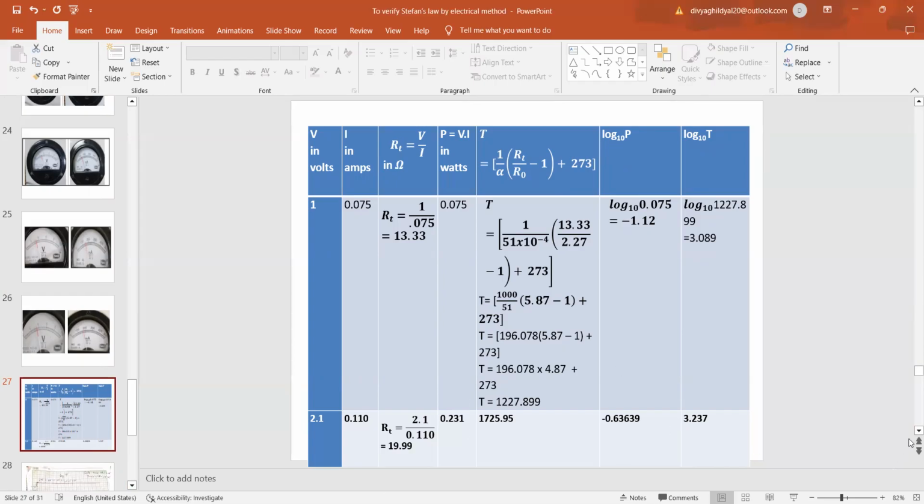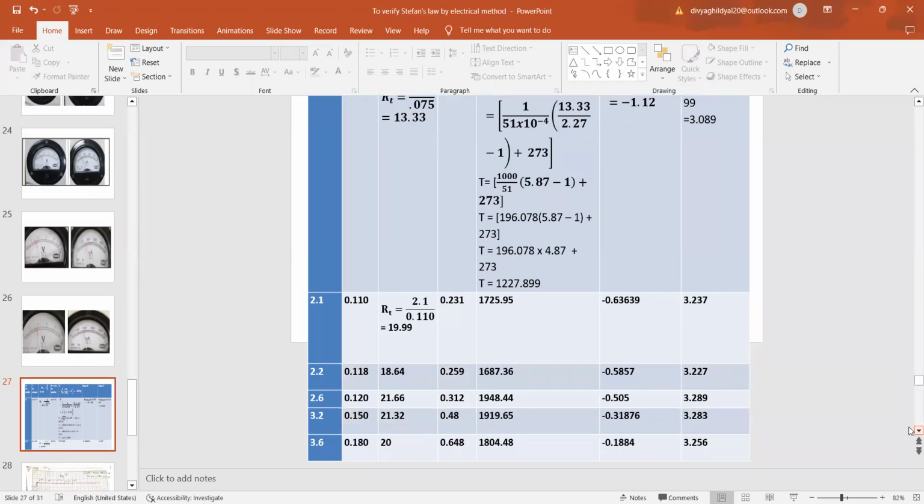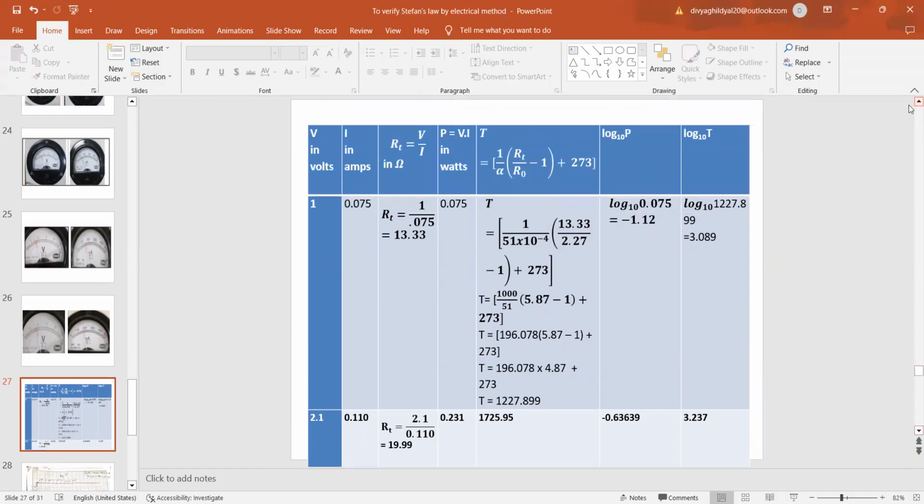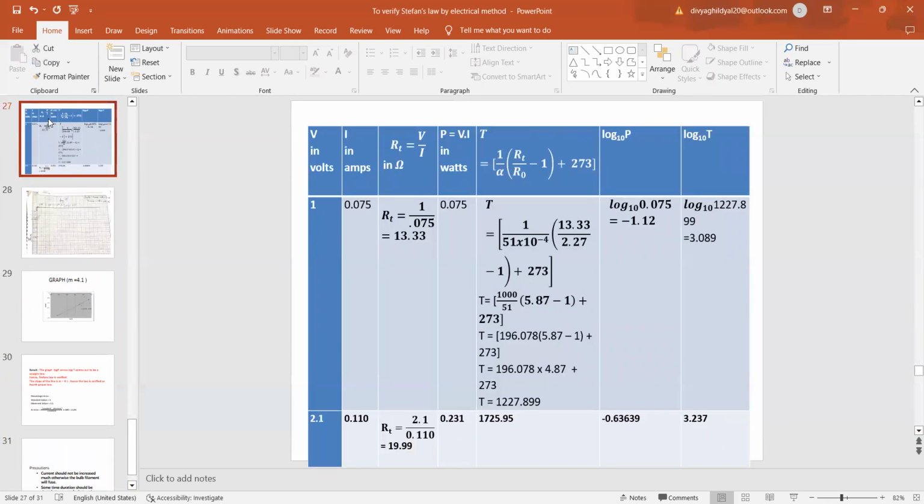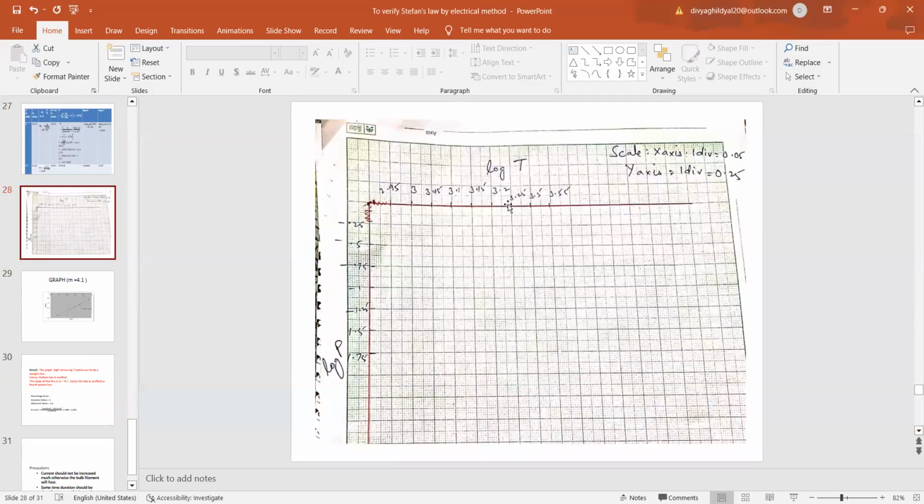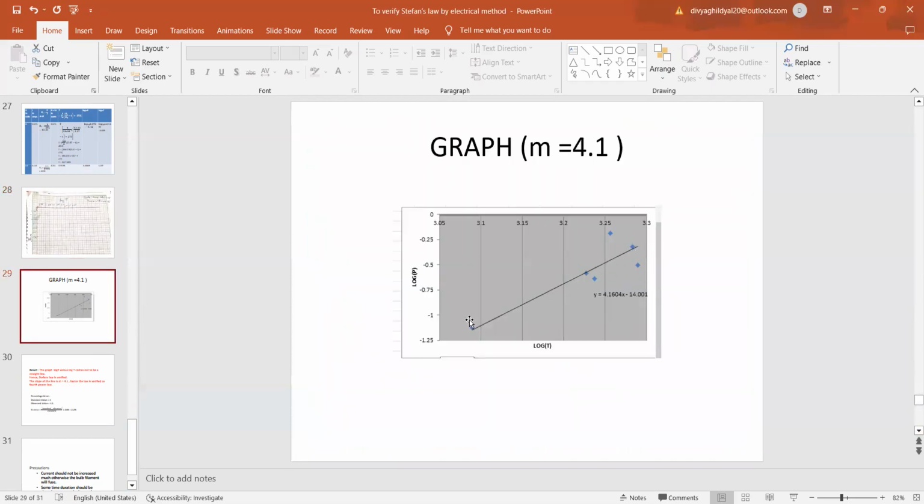Now we will vary the voltage, say from 1 to 2.1, 2.2, 2.6, 3.2, in small intervals, and note the corresponding current. The rest of the calculations we will do, and then plot a graph between log P and log T. We can observe certain negative values coming, so the graph will go in the negative quadrant. Then we will accordingly choose a suitable scale on the graph paper, and we will see that it is going in the negative quadrant. So this is how we will choose the graph. We will get a straight line.